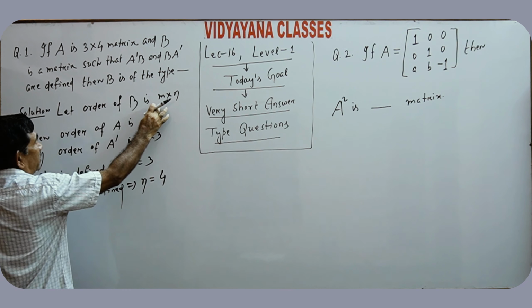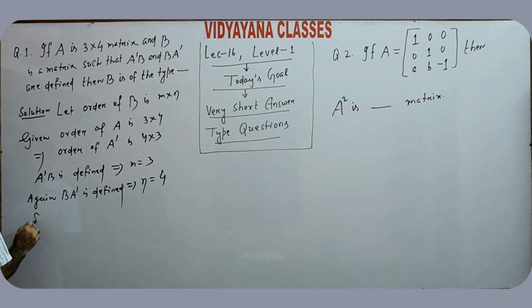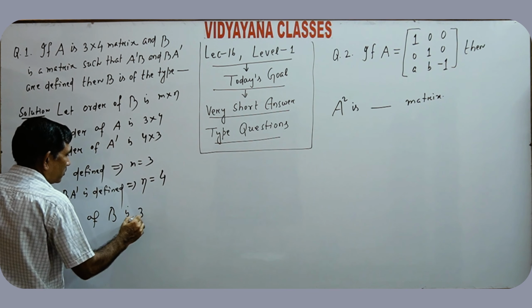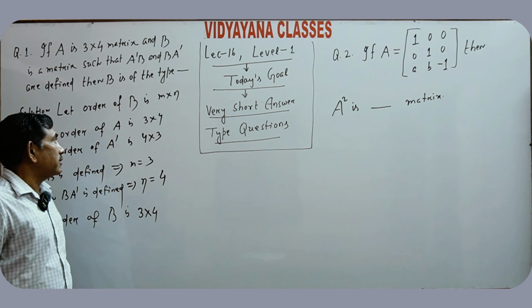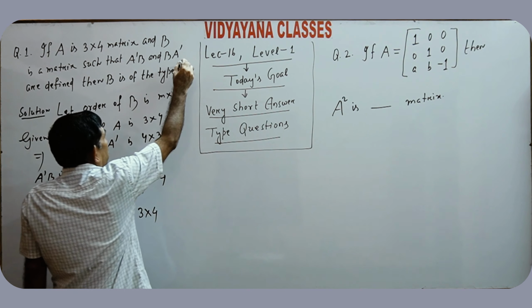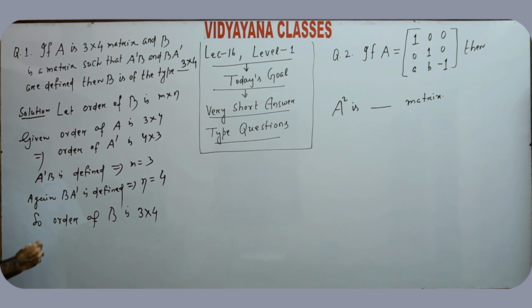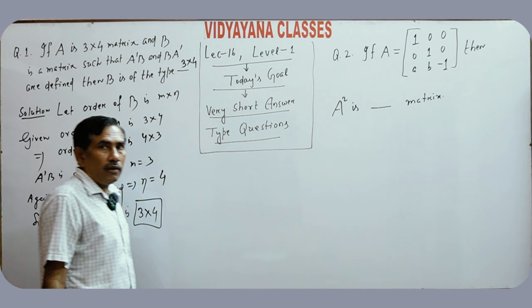Order of B is M cross N, that is 3 cross 4. Then B is of the type 3 cross 4, that is the answer. So the order of B is 3 cross 4. Clear?